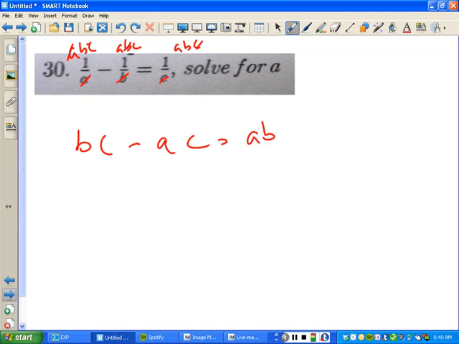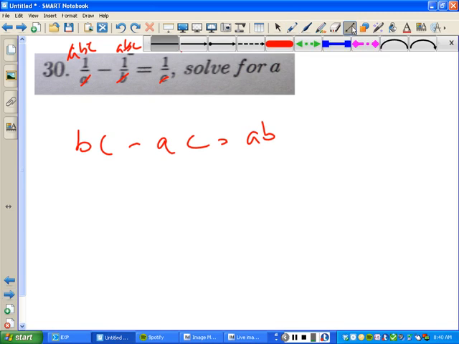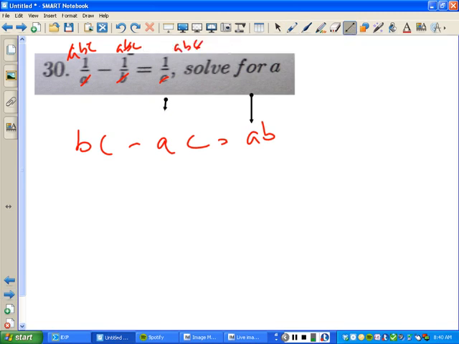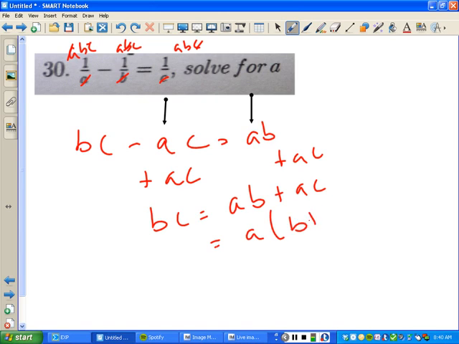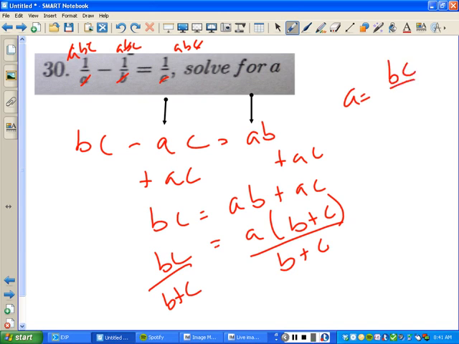So there's an A here. And there's an A here, yes? We can't just solve for one of them. We got to solve for both of them. So we need them on the same side. So in order to get them on the same side, add AC. Add AC. Always find a common enemy, which in this case is AB plus AC. Factor out the A, B plus C. Divide by B plus C, divide by B plus C, and you have your answer. BC over B plus C.